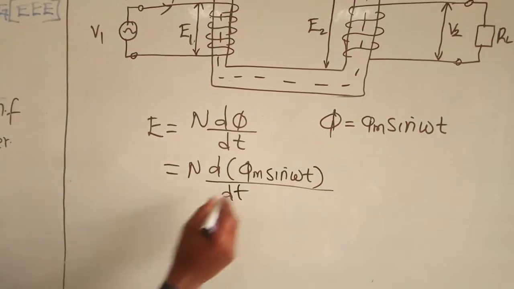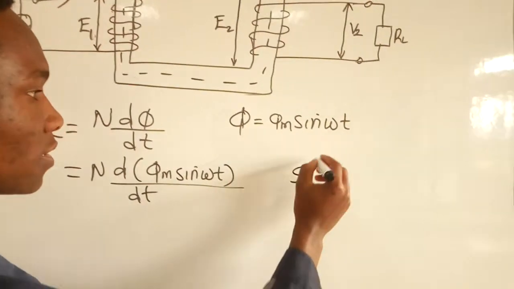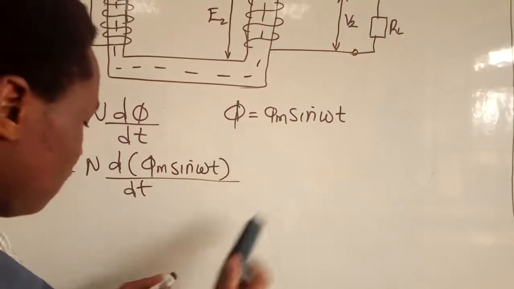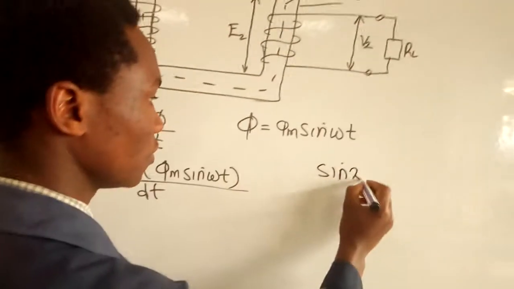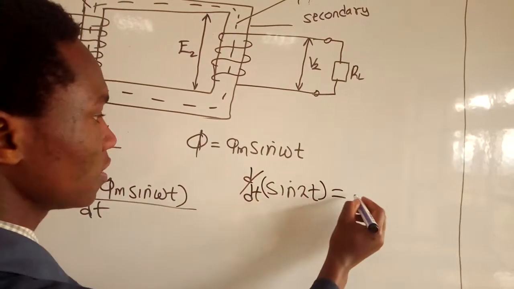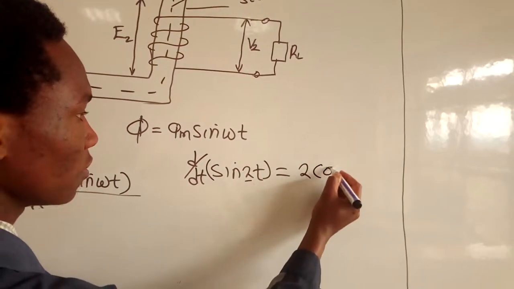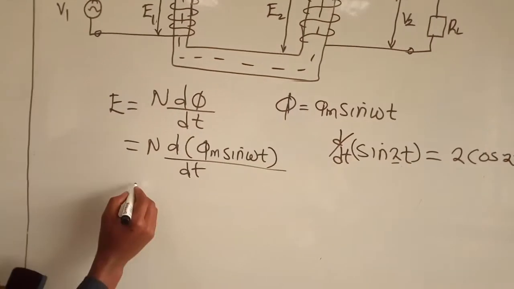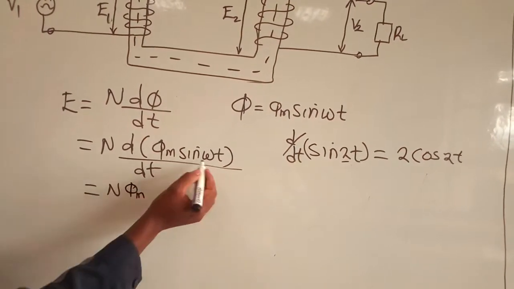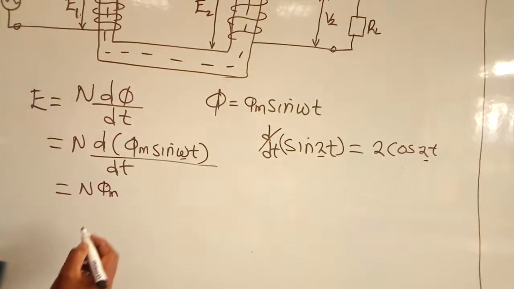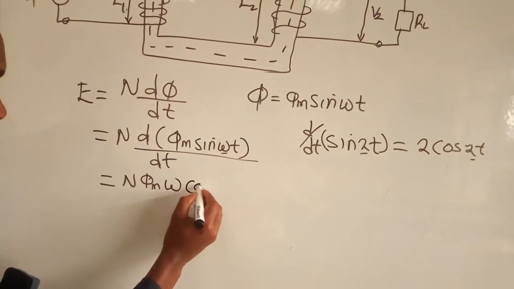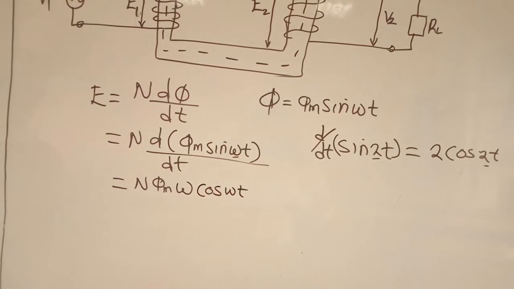Then when you differentiate a sine, let's take the example of sine 2t. When you do a differentiation with respect to t, you get 2, which is the constant, then cos 2t. So in our case, it's given by the number of turns, then this is a constant, bring it outside, then this is omega. Comparing to our 2, we get omega, then differentiating our sine, we get cos omega t. Then this is E.